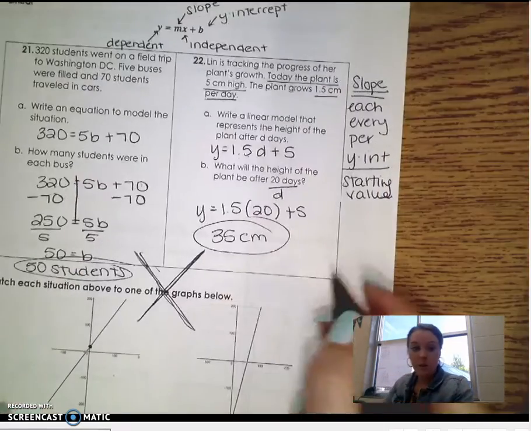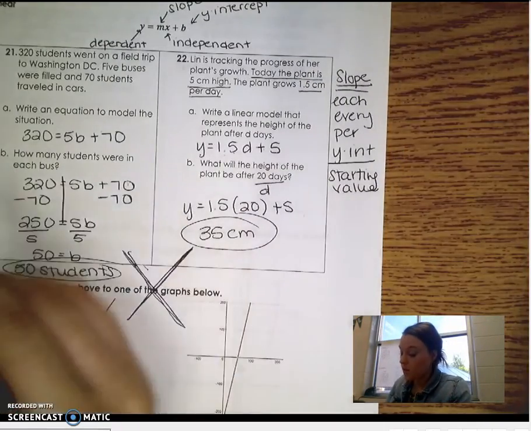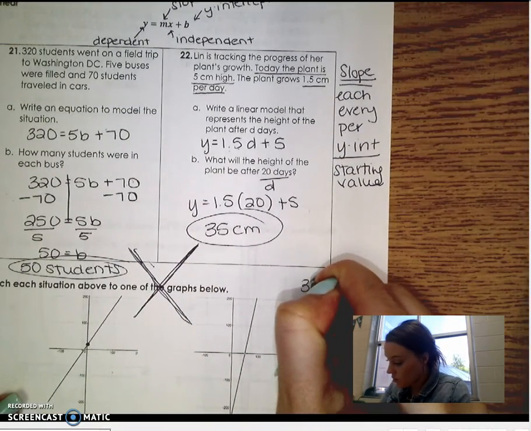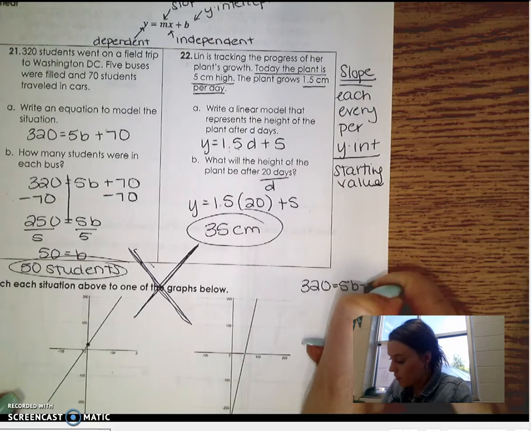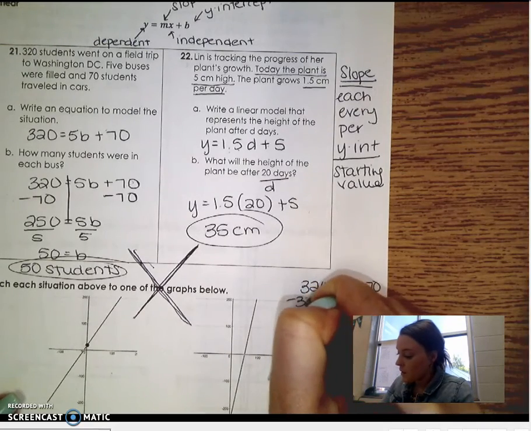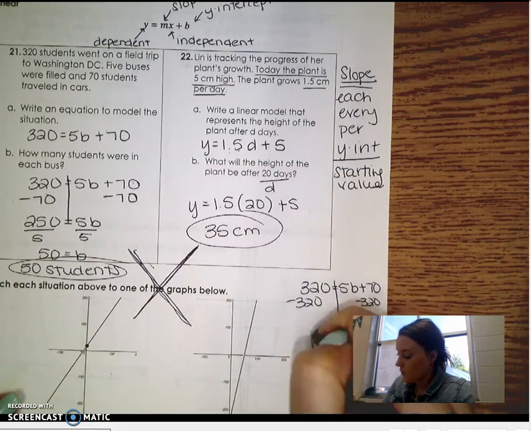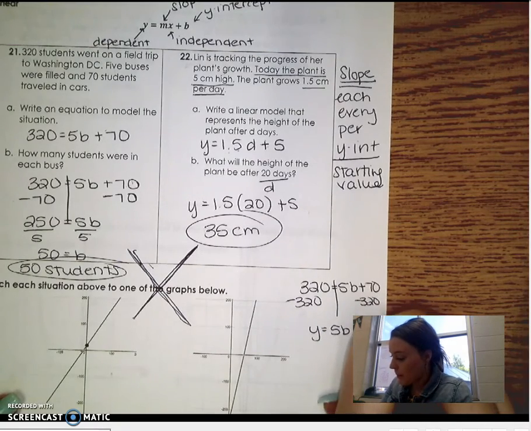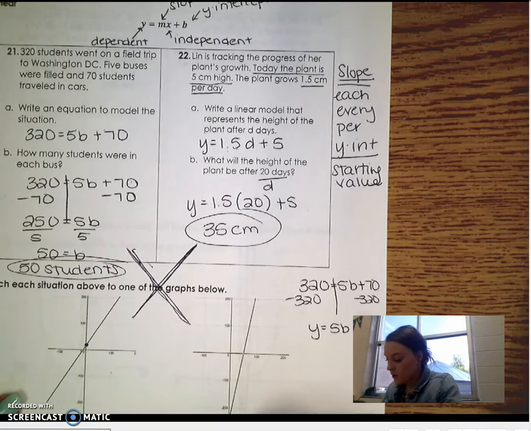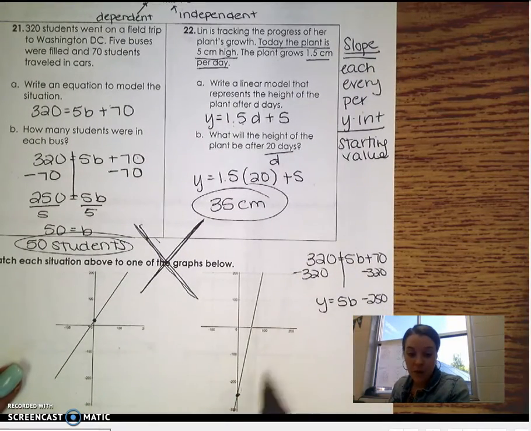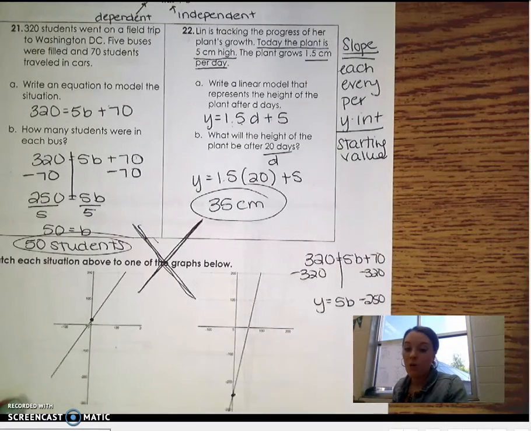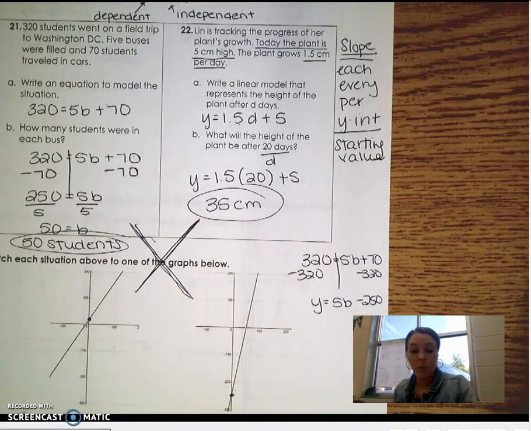This one could be determined because you have to get it equal to 0 in order to see where your y-intercept is. So you have 320 equals 5b plus 70. To get it equal to 0, you subtract 320 from both sides, and you would get y equals 5b minus 250. You can see that the y-intercept of this graph is negative 250, and it's going up 5 over 1, given your slope. Alright, in the next video, we'll talk about quadratic functions.